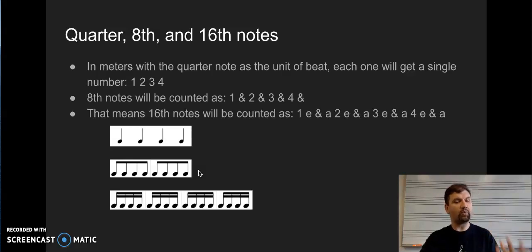If we do that one more time, then we'll get 16th notes. So 1, 2, 3, 4 gets split into 1 and 2 and 3 and 4 and, and that gets split again to 1 e and a, 2 e and a, 3 e and a, 4 e and a. So it gets split into smaller and smaller pieces. The thing to keep in mind is that the beat stays constant and we just keep cutting it into smaller pieces, which means that each of those numbers still happens at the same rate and the same place. There's just more happening in between them.